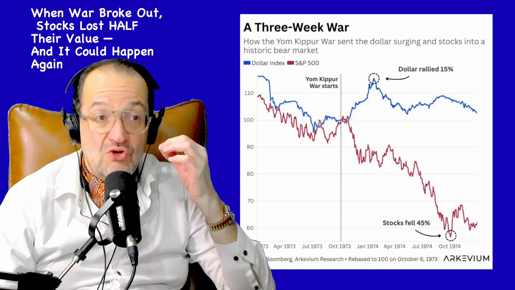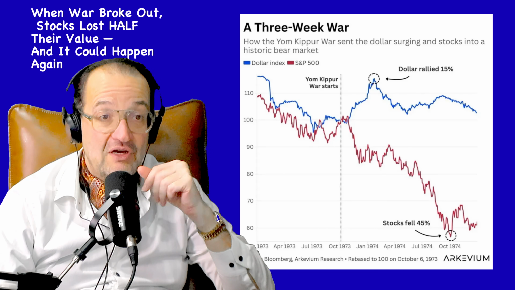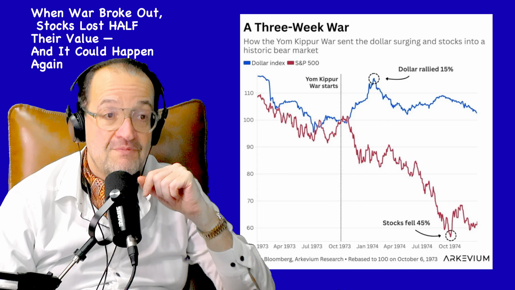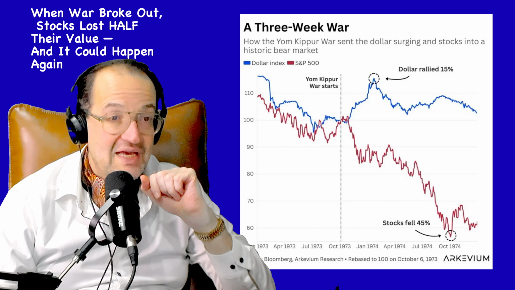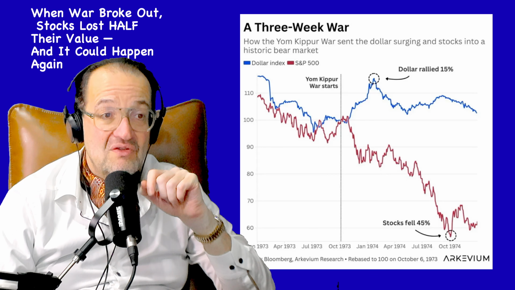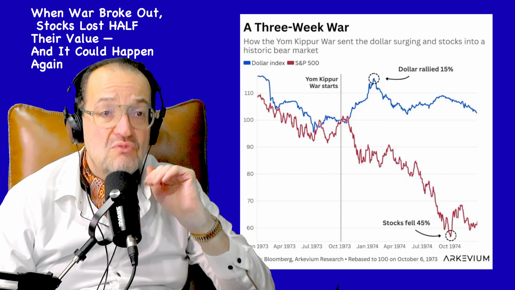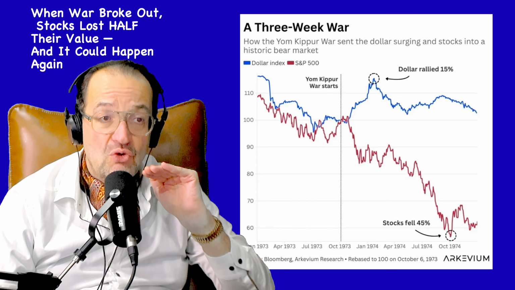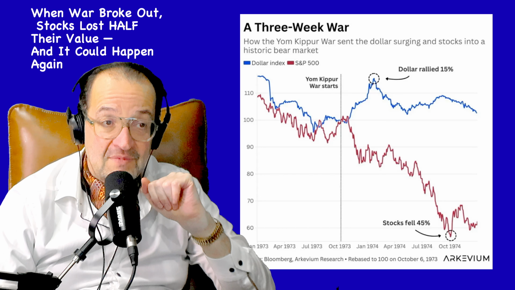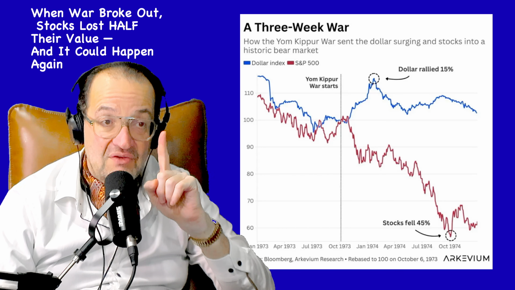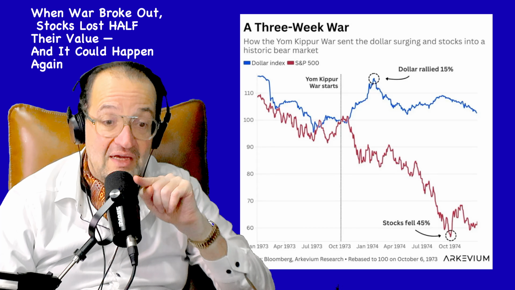The price of oil quadrupled from about $3 a barrel to around $12 a barrel in a matter of months. Now think of what oil means. Oil isn't just gasoline for your car. Oil is the engine of the entire economy. It powers factories, it heats homes, it moves goods across the country. When oil quadruples in price, everything gets more expensive. That was the match that lit the fuse, and the explosion you can see right here on the screen is the red line collapse.